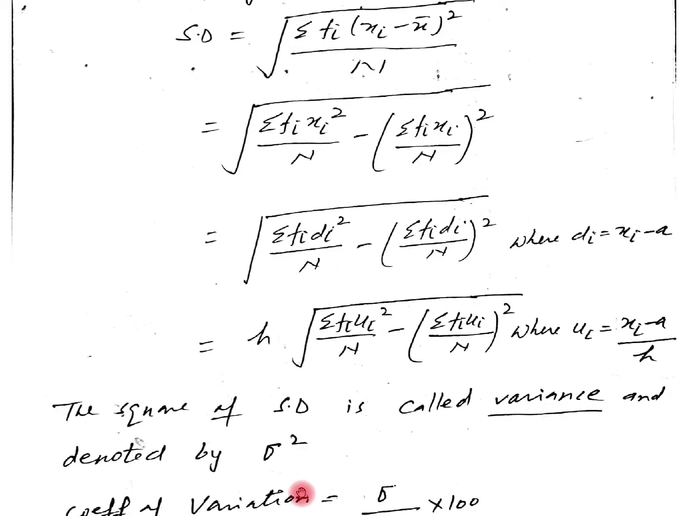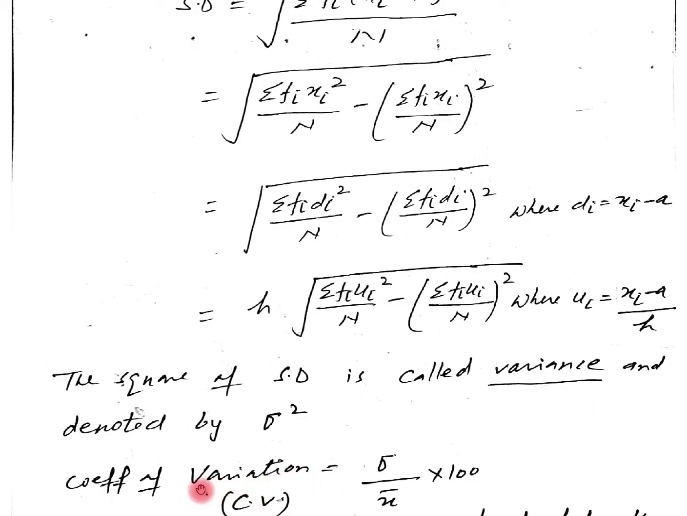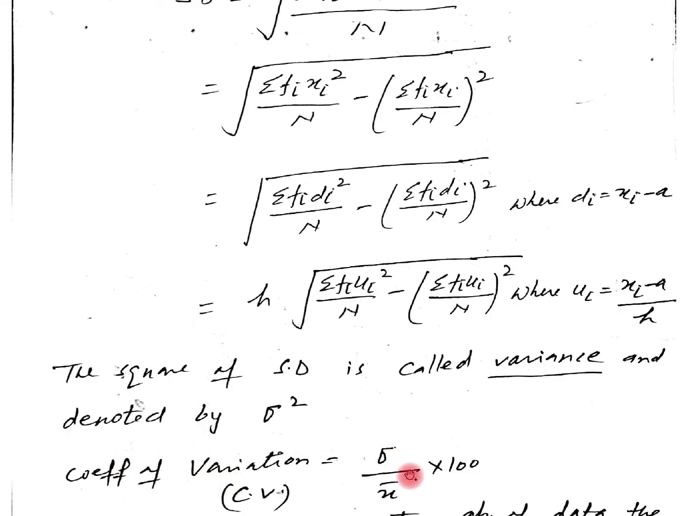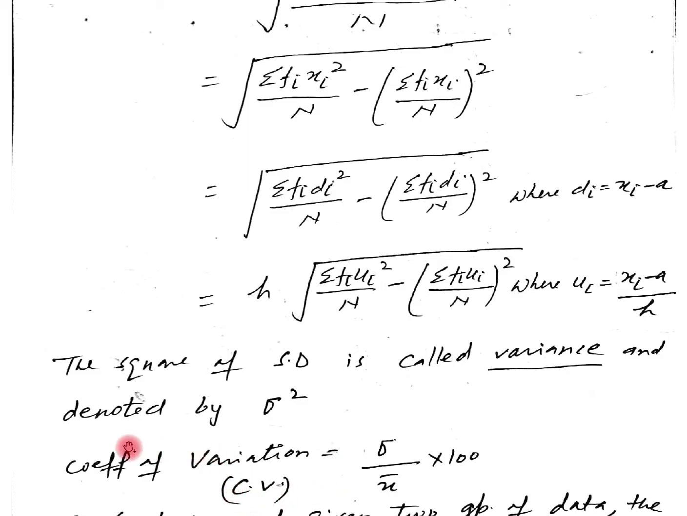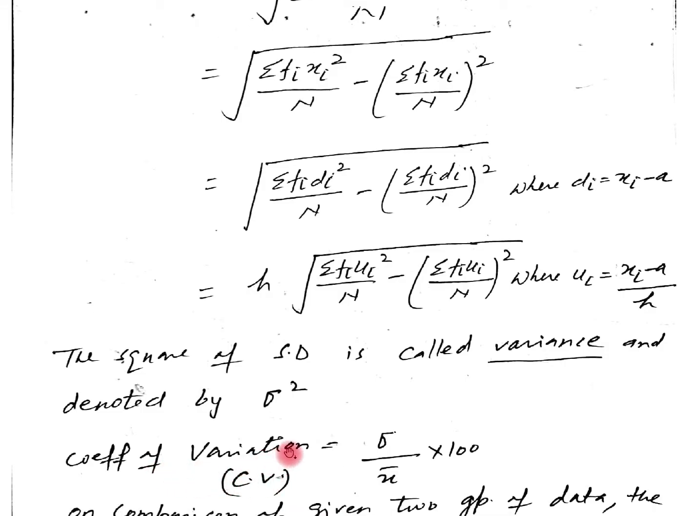And one more thing here is the coefficient of variation. This time it is not in the syllabus because some syllabus has been deleted this year. So one more thing I am going to tell you, you can keep in mind: coefficient of variation is given by sigma upon x bar into 100.